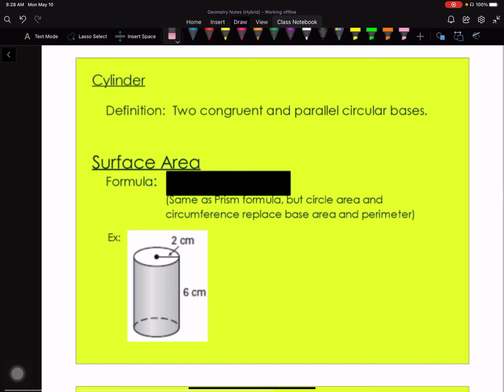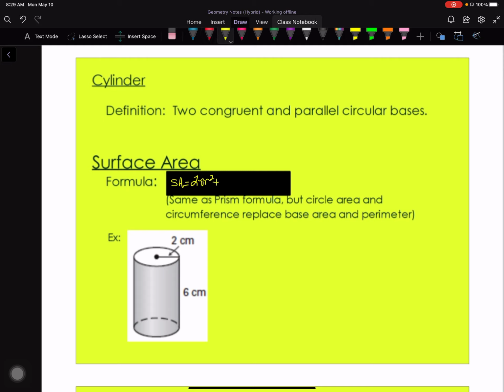So today, a cylinder is two congruent and parallel circular bases. You could think of it like a soup can or a pop can or a barrel, something like that. And the formula to find surface area, and again, it's going to require a little bit of work, just like with prisms. So surface area is going to equal 2 pi r squared. So pi r squared is the area of a circle. If we multiply it by 2, then we'll get the area of the base on the top and the bottom there. So we'll get both areas there.